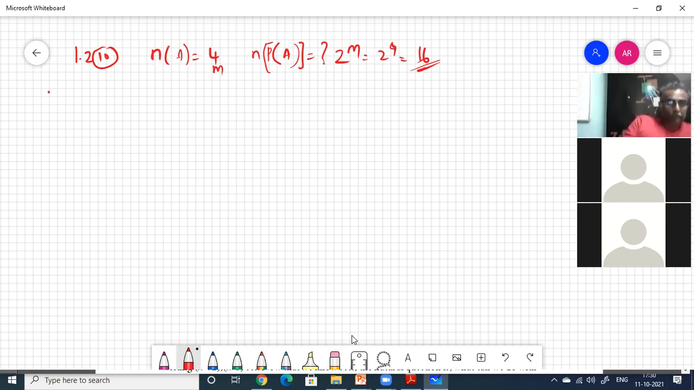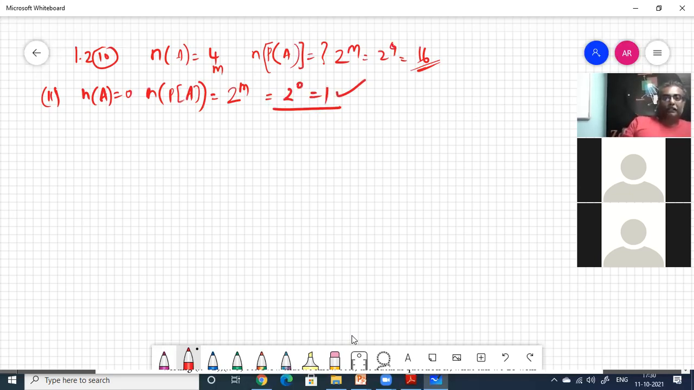Now the second one. If n of A is equal to 0, what is n of P of A? 2 to the power n, or 2 to the power 0, which is equal to 1. Very good, Sandhya. Most people don't remember that any number raised to the power of 0 is always 1. Whatever x, just write 1. So 2 to the power of 0 is 1. You should have studied this in 6th, 7th, 8th standard.